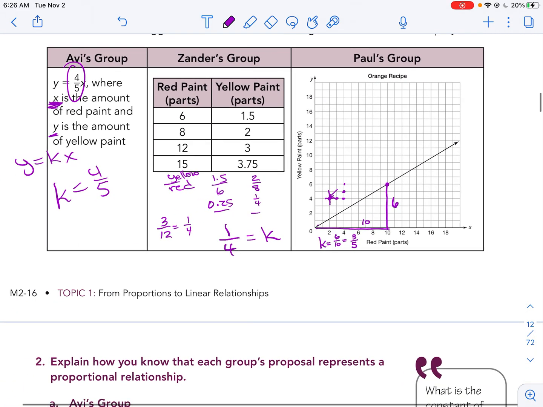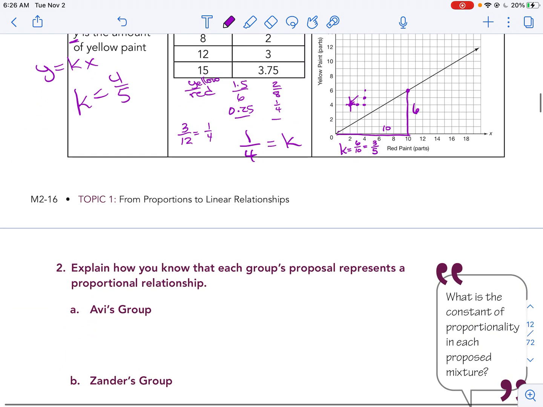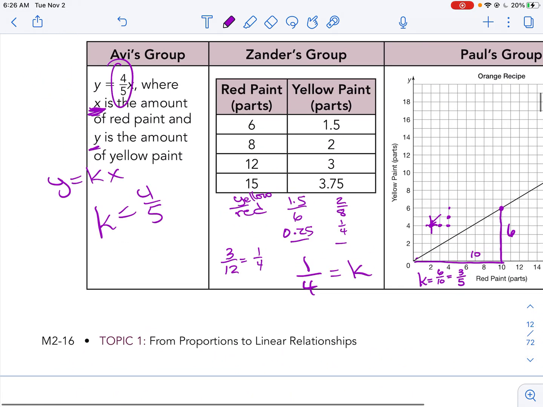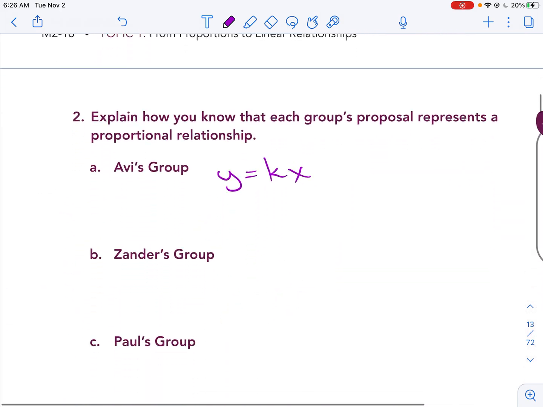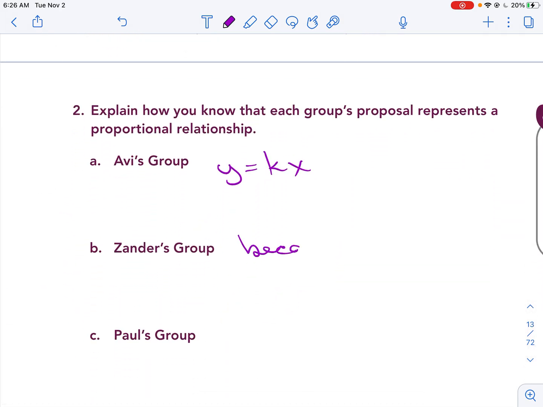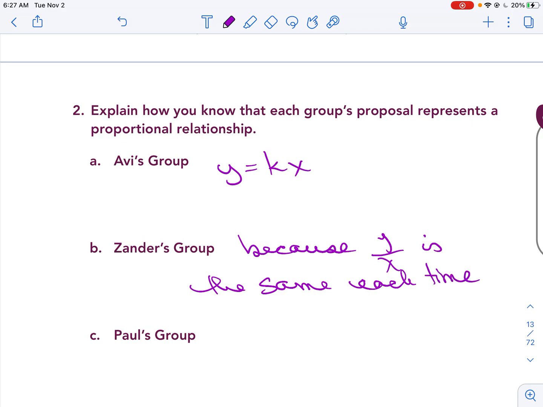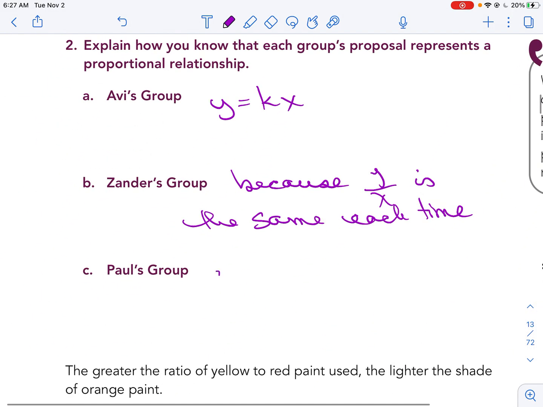Okay. So those are my constants of proportionality. How do I know that this was a constant of proportionality? Because Avi's group has it in that form. This one right here, how do I know? Because y over x is the same each time. And then Paul's group, it goes through the origin, okay?